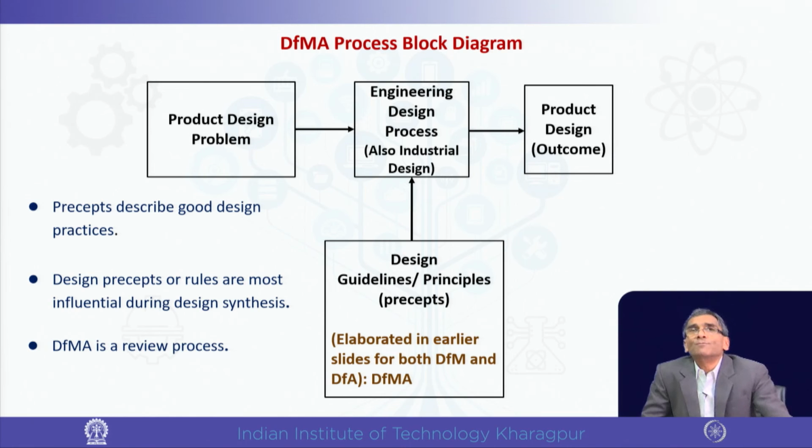This is a process block which gives us the idea of the product design problem to the engineering design process. The industrial design process is also included, which I have mentioned in particular, which considers the aesthetics and ergonomic part of it and the environmental eco design part of it. And then the outcome is product design, which is fulfilled through design guidelines and principles, which we have just now discussed, both for DFMA and DFA.